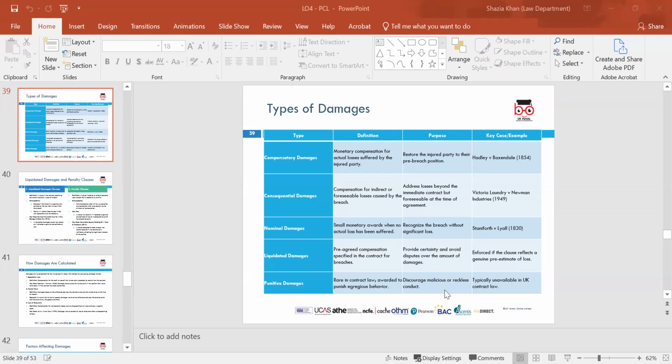And punitive damages is rare in contract law, awarded to punish egregious behaviour, and the purpose is to discourage malicious or reckless conduct. And the key case is typically unavailable in UK contract law.